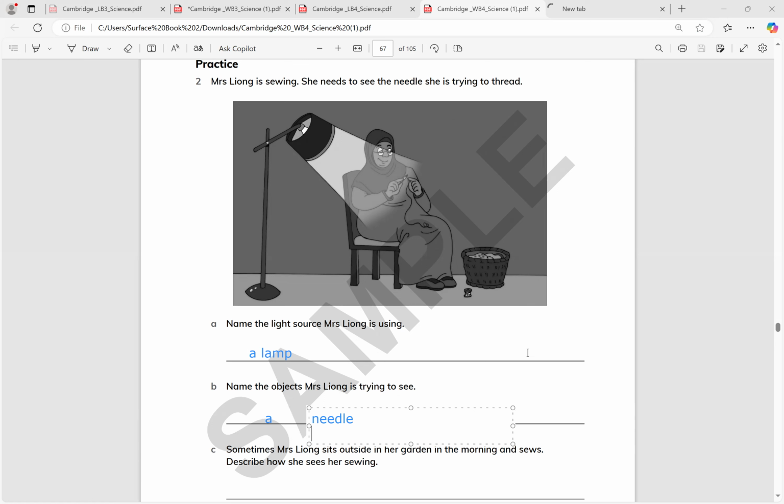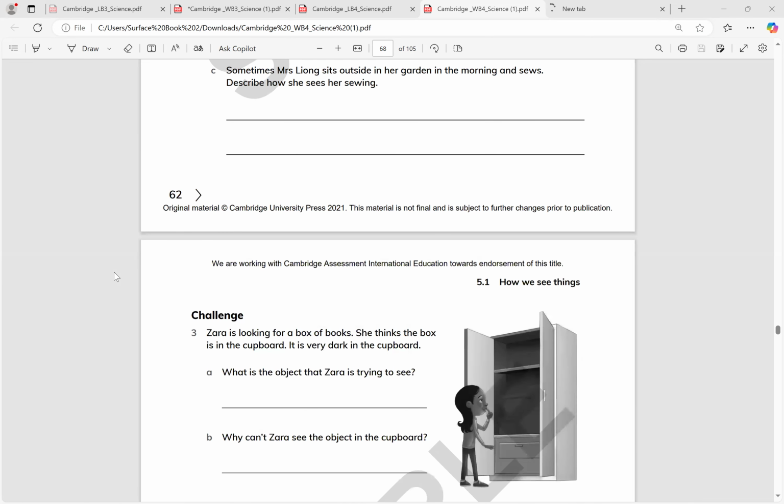Sometimes Mistress Leong sits outside her garden in the morning and sews. Describe how she sees her sewing. She's trying to put the thread into the needle's hole. Yeah, she's trying to do that.